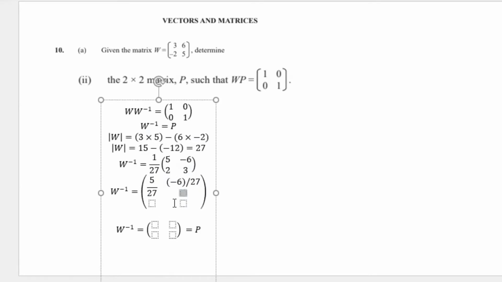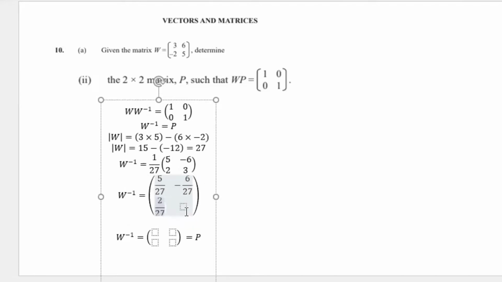So it is negative 6 divided by 27. Okay. And then we have 1 over 27 being multiplied by 2. So what we'll have is 2 over 27.